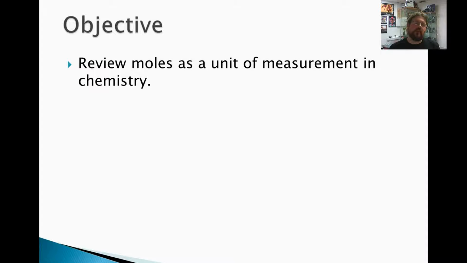So what are we doing today? Well, it says that our objective is we're going to review moles as a unit of measurement in chemistry. Last week I introduced the concept of moles to you. We talked about what a mole was equal to. We talked about molar mass. We did some conversions. And I got some comments and emails with a little bit of confusion on what's going on.